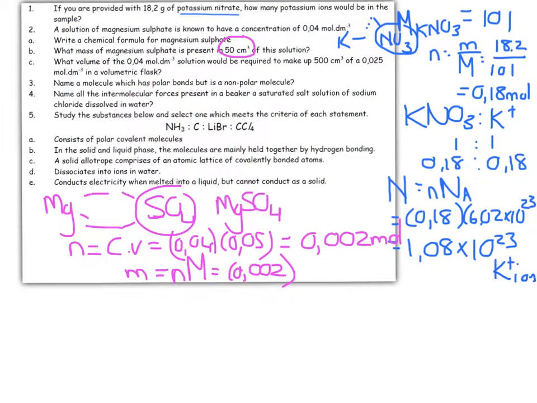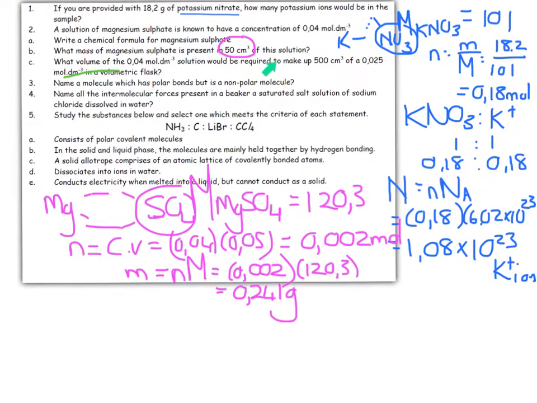Don't forget to leave these numbers in your calculator. And then I need the molar mass of magnesium sulfate. And that is going to be equal to magnesium, which I think is 24,3, 32 for sulfur, 4 times 16, which is 64, and you get 120,3. And your answer turns out to be 0,241 grams.